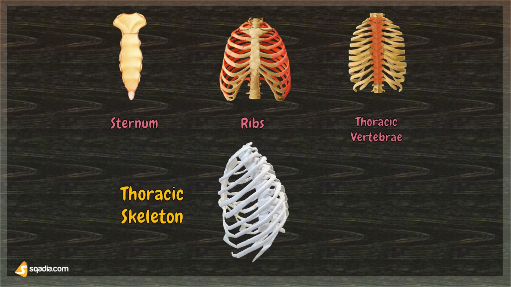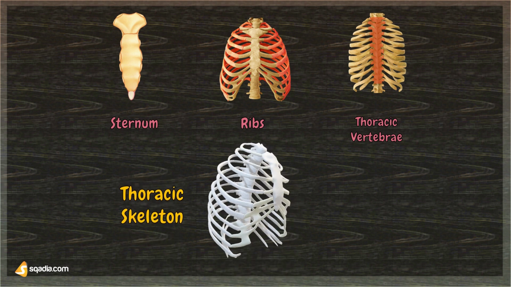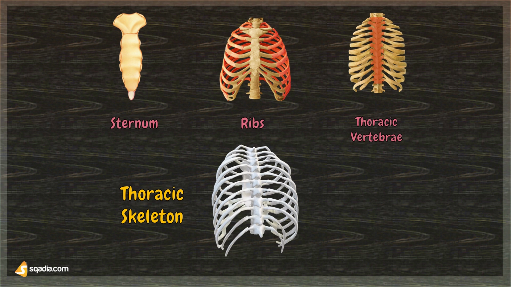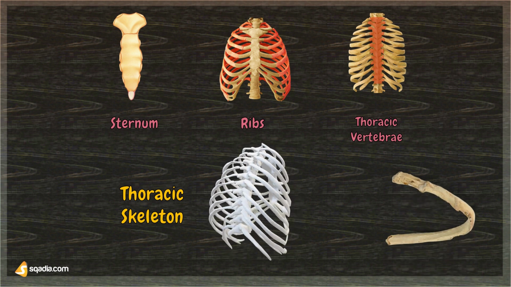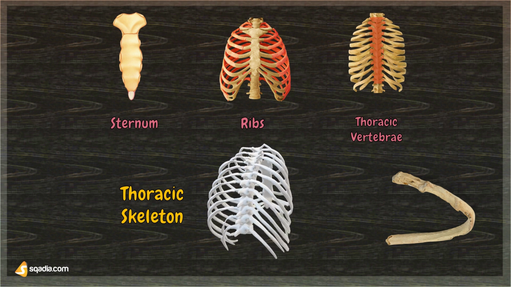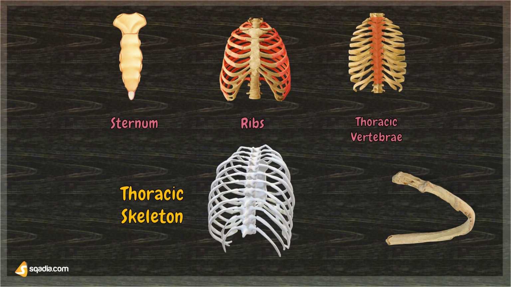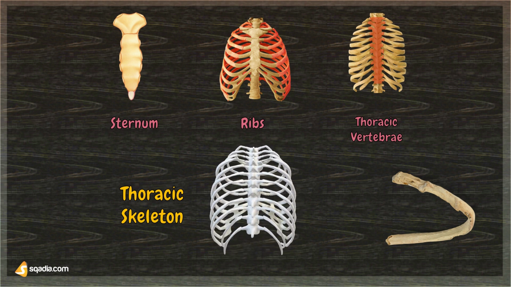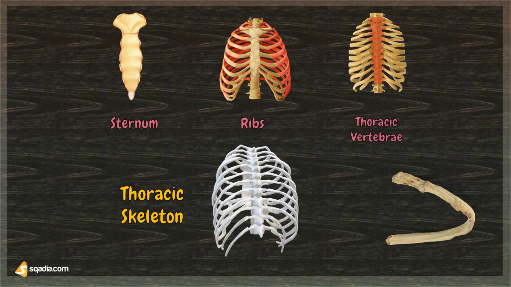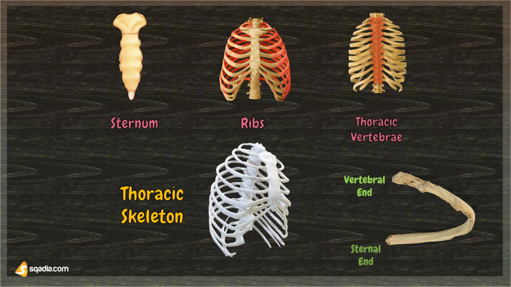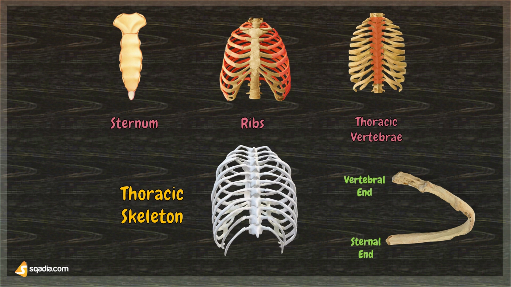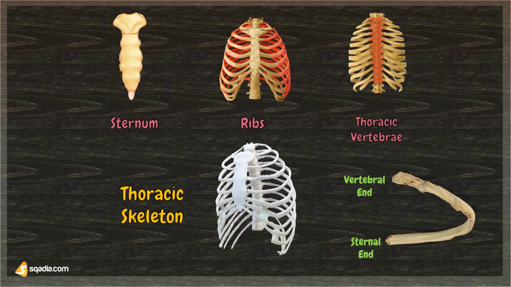These three bones form the thoracic skeleton together. The rib cage is made up of 12 pairs of ribs that attach to the thoracic vertebrae in the spine. The thoracic vertebrae are the 12 vertebral bodies in the middle of the spine that help to provide stability and support for the rib cage. One end of the ribs articulates with the thoracic vertebrae and the other articulates with the sternum.